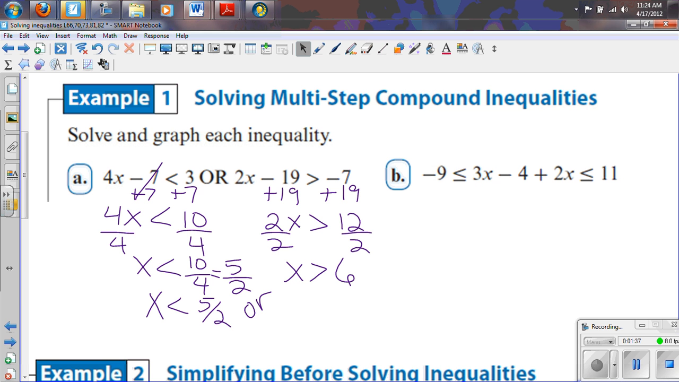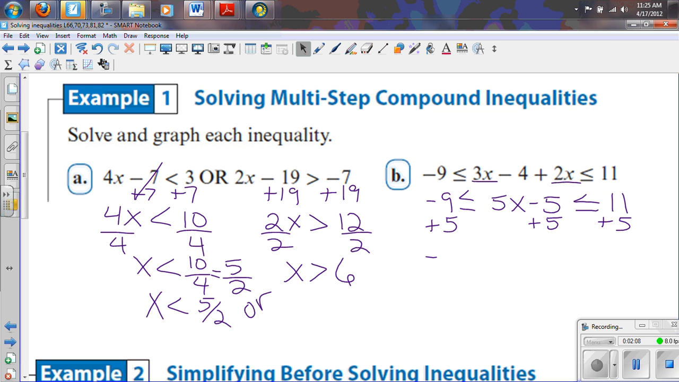On this next one, we have an and, and we have them combined. So we're going to do that 3-part process. We can add like terms here without having to do anything to all parts, because you add like terms on just one part of the equality, or inequality as this may be. So negative 9 is less than or equal to 3x plus 2x is 5x minus 4, and that's less than or equal to 11. Then solve this by adding 5 to all parts.